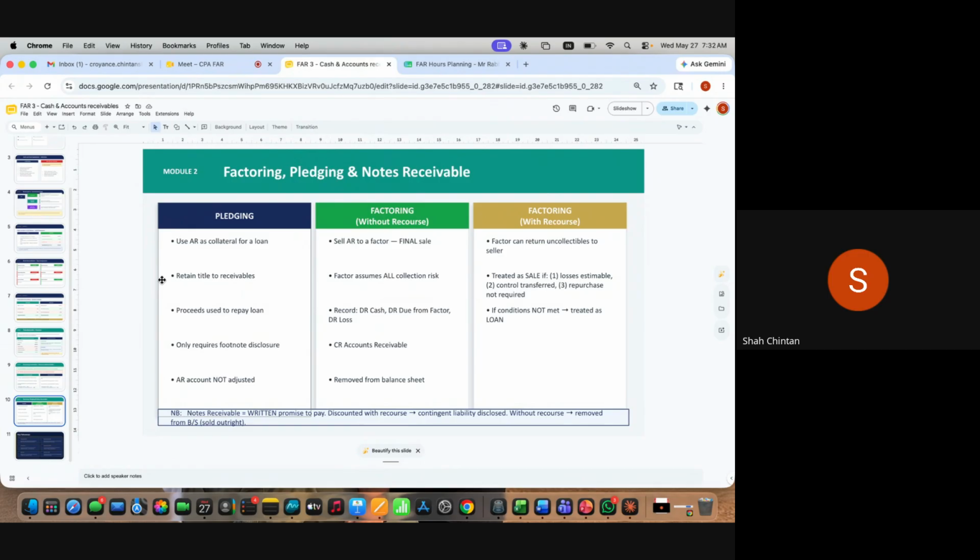नाउ कंपनी स्टिल रिटेन्स द टाइटल टू द अकाउंट्स रिसीवेबल. आपने सेल नहीं किए हैं आपके अकाउंट्स रिसीवेबल, दे आर स्टिल योर बैलेंस शीट, दे आर स्टिल योर करंट असेट. आपने जस्ट मॉर्गेज कर दिया है बैंक को. जो भी कस्टमर पैसा करेगा वो पैसा यूज होगा टू रीपे द लोन.